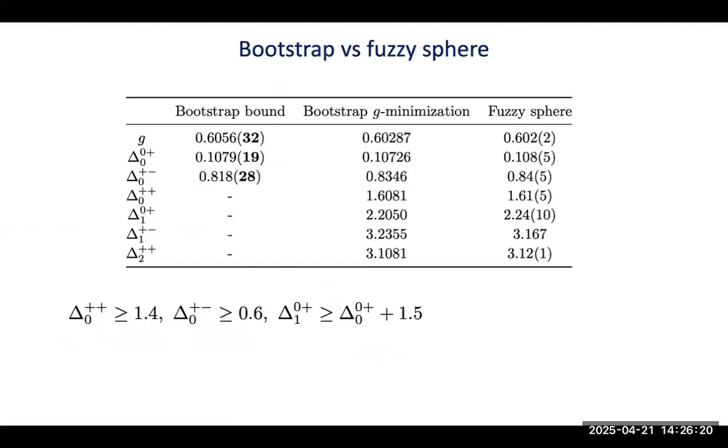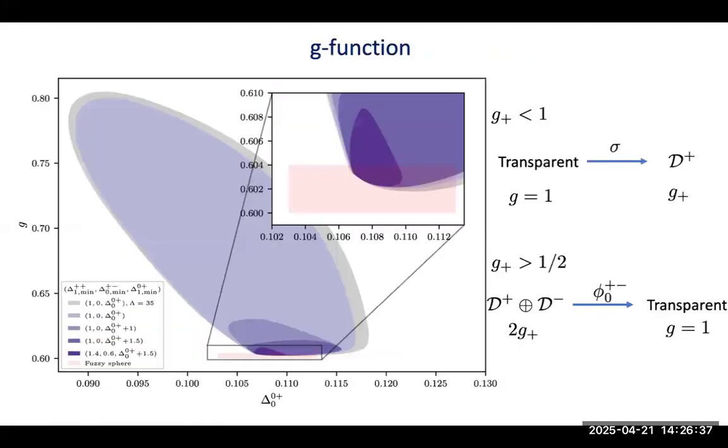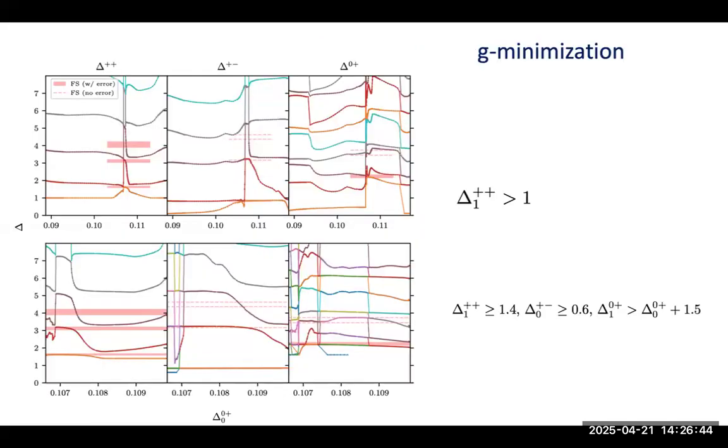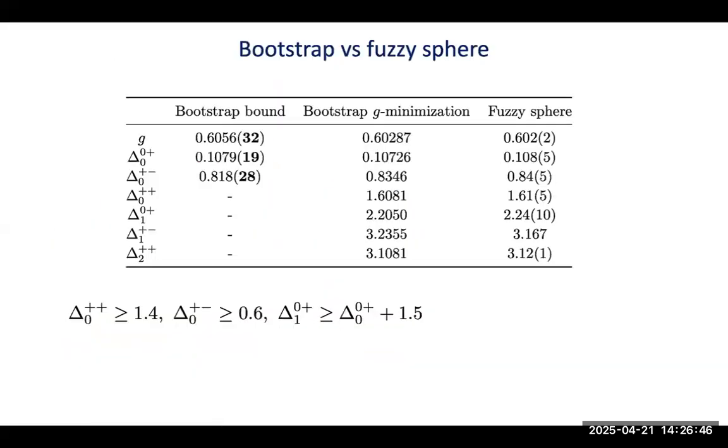So I'll just show you some comparisons. So this is with these non-minimal but still quite conservative gap assumptions. These are the rigorous bootstrap bounds that we get. These are the values that we obtain from this G minimization, where we look at the lower boundary of the G close to this nugget. And these are the values from the fuzzy sphere. And you see that we agree quite nicely with the fuzzy sphere.